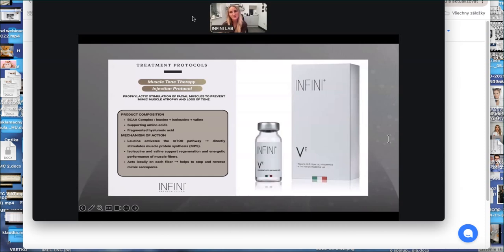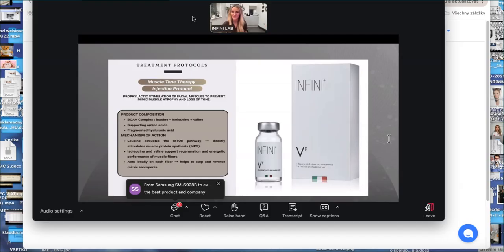Even though the Infini VI was originally made for the eye area, which is very delicate, the formula makes it useful in many other places, of course, too. And it contains a very smart blend of BCAA amino acids. And you probably know those from the gym.